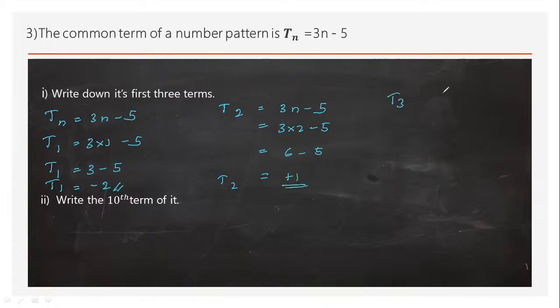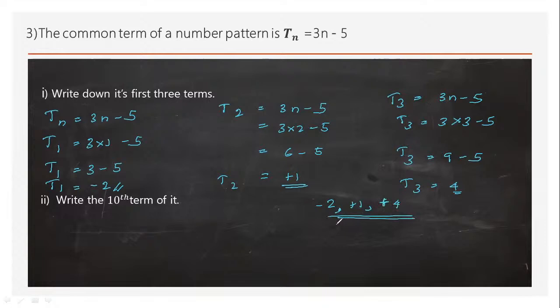T3 equals 3n minus 5. T3 equals 3 into 3 minus 5. T3 equals 9 minus 5. T3 equals 4. Then what are the first 3 terms? Minus 2, plus 1, plus 4. These are the first 3 terms.